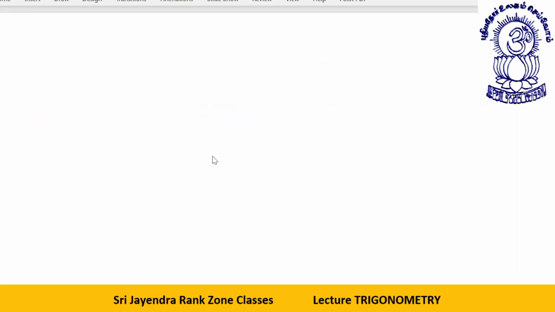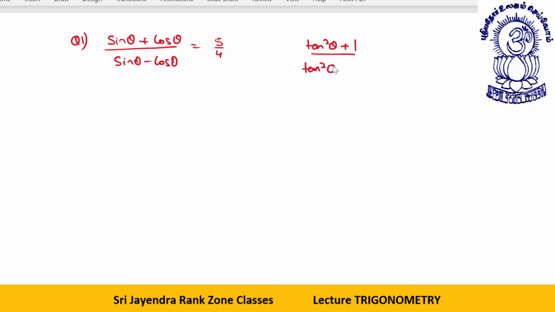Fine. See, the first question I give to you is, question 1: sin theta plus cos theta divided by sin theta minus cos theta is equal to 5 by 4. Then find the value of tan square theta plus 1 and tan square theta minus 1. Okay, so how will you do it?